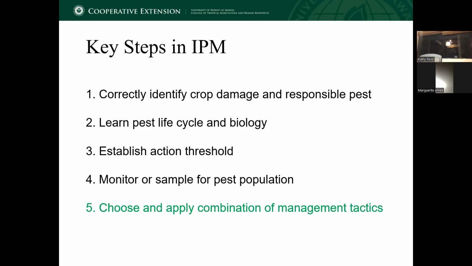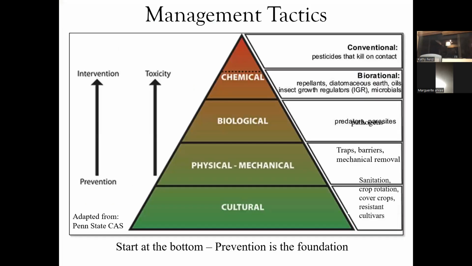So then finally, choosing and applying a combination of management tactics that work for your system. There's a range of approaches. The foundation is really, we want to start with the things that are low toxicity or no toxicity. For example, cultural practices. So again, looking at maybe resistant cultivars, nutrient management, pruning, and those kinds of things that are going to provide you a foundation of prevention.